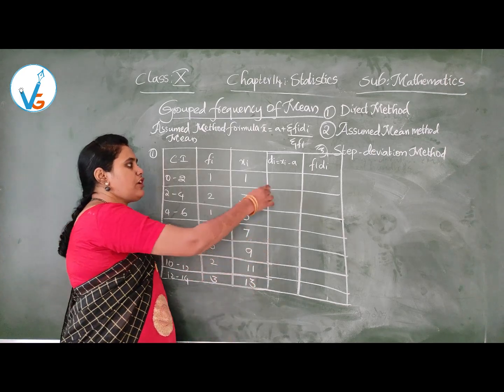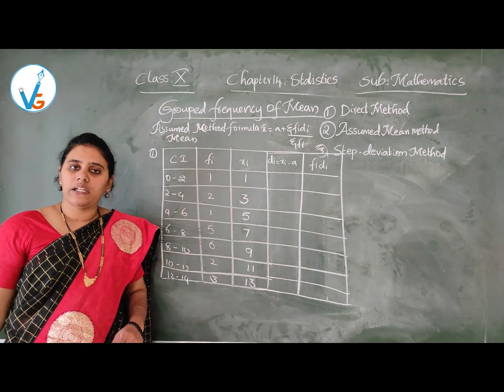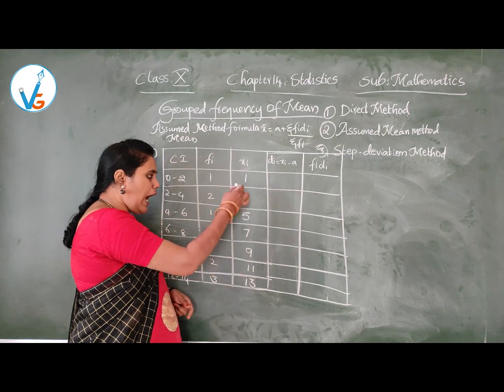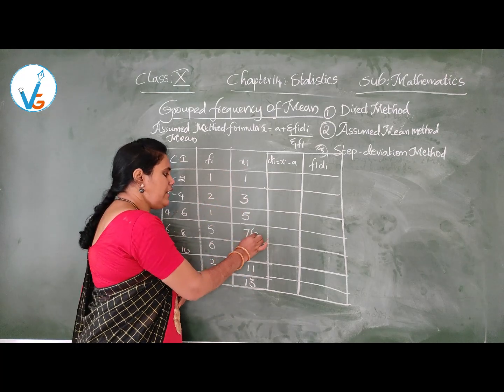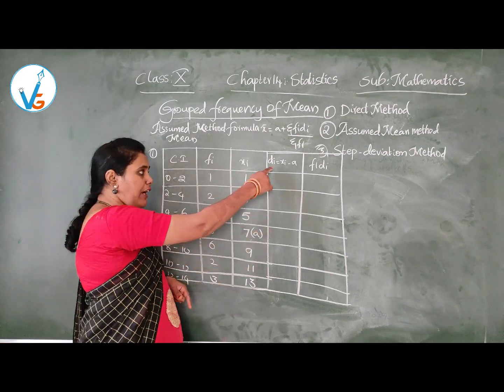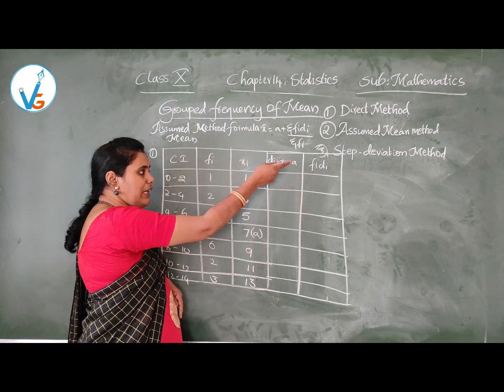So now we will see the di. Di is nothing but xi minus a. So here in the xi you have to assume any one value as a. Then what we have to do? You have to find out your di. Di is nothing but xi minus a.